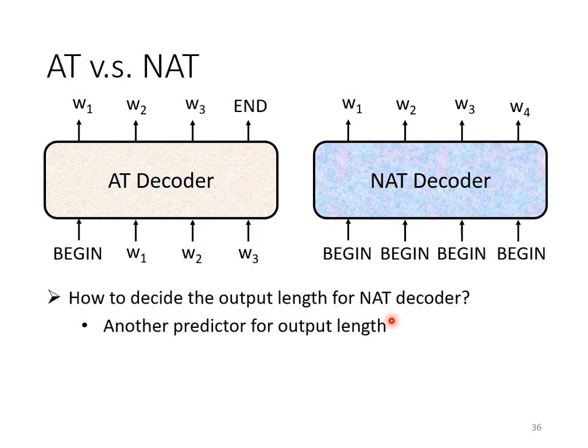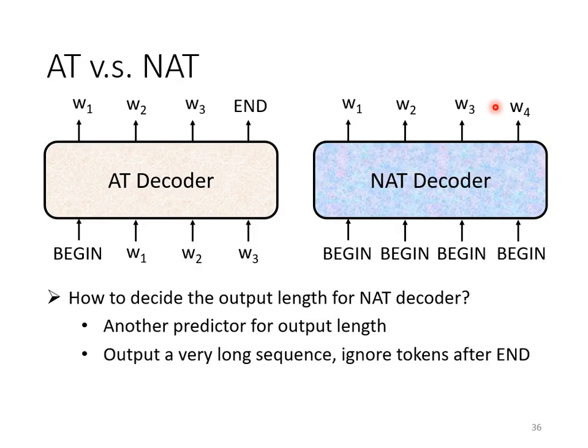So you just train another classifier. This classifier uses the encoder's input as its input. Then, it will output a number. For example, it outputs 4. After that, the NAT decoder will receive 4 begin tokens as its input. Then it generates 4 Chinese characters. This is a possible solution.